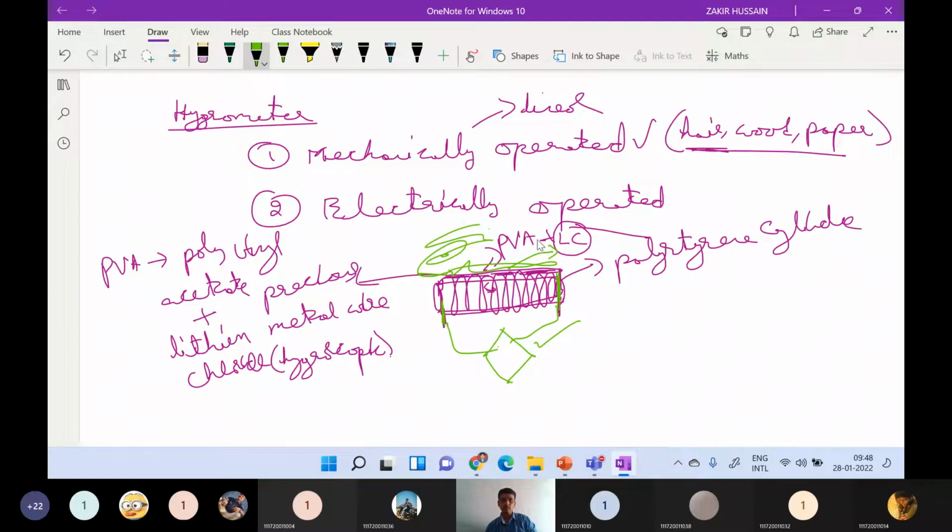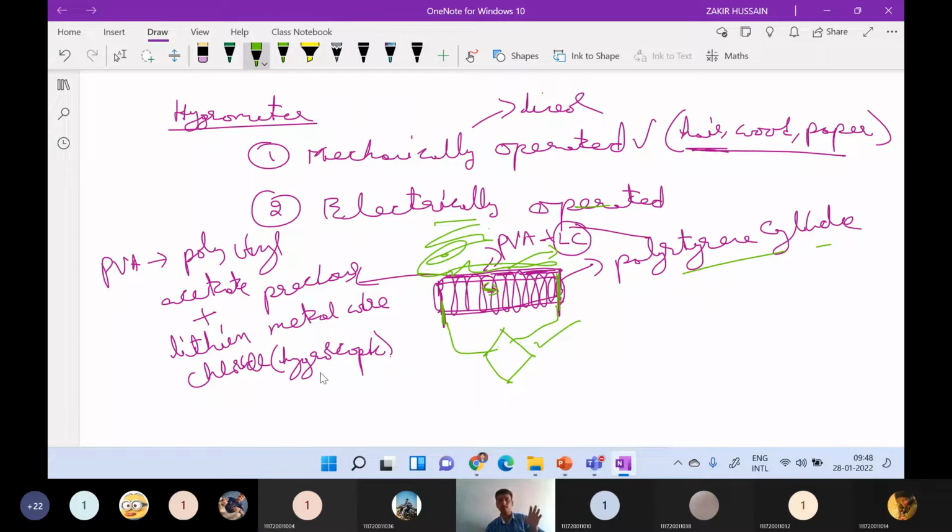So the electrical hygrometer is usually constructed using a polystyrene cylinder onto which a precious metal wire, like copper, will be wound. A double winding will be provided, and a precision winding will be there in between them. After that, the top surface of this winding will be coated with polyvinyl acetate plus a small fraction of lithium chloride film.